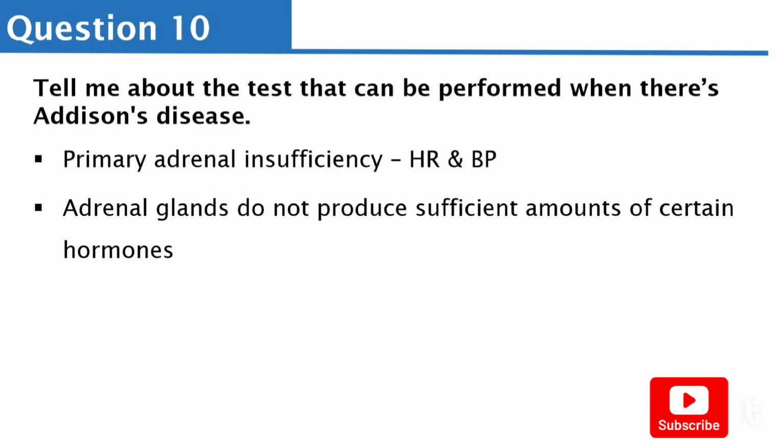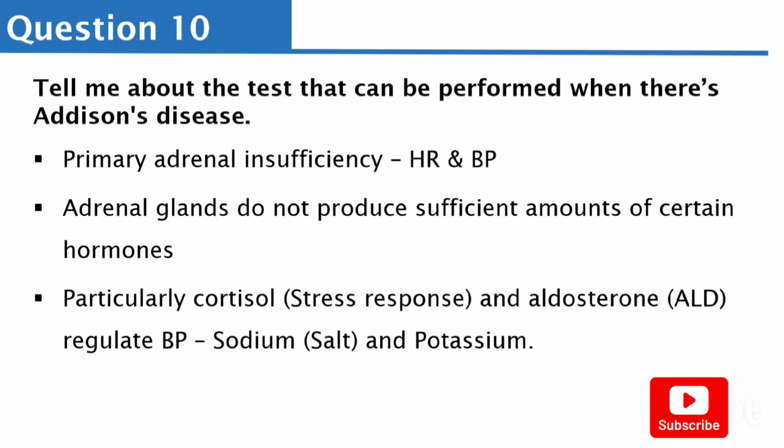This Addison disease primarily has to do with adrenal insufficiency, meaning the adrenal gland is not able to function effectively, and that can lead to an inability to produce a sufficient amount of certain hormones, such as cortisol, which is a stress response hormone, or aldosterone, which helps to regulate blood pressure and the balance of sodium, salt, and potassium, as the case may be. So if that is affected, it can lead to Addison disease.